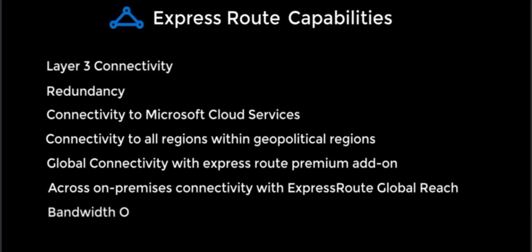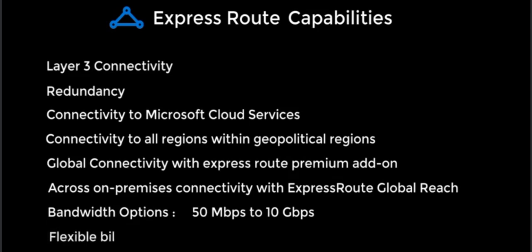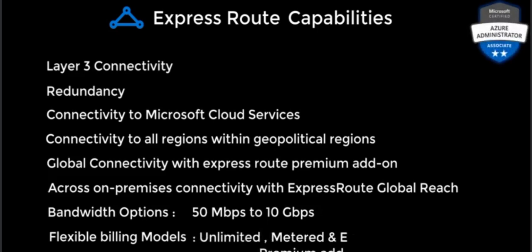What are the bandwidth options we have? Well, you can purchase ExpressRoute circuits for a wide range of bandwidths from 50 Mbps to 10 Gbps. Make sure that you check with your connectivity provider to determine the bandwidths that they support. On top of it, you have flexible billing models, so you can pick a billing model that works best for you. You can choose between unlimited data, metered data, and ExpressRoute Premium add-on.